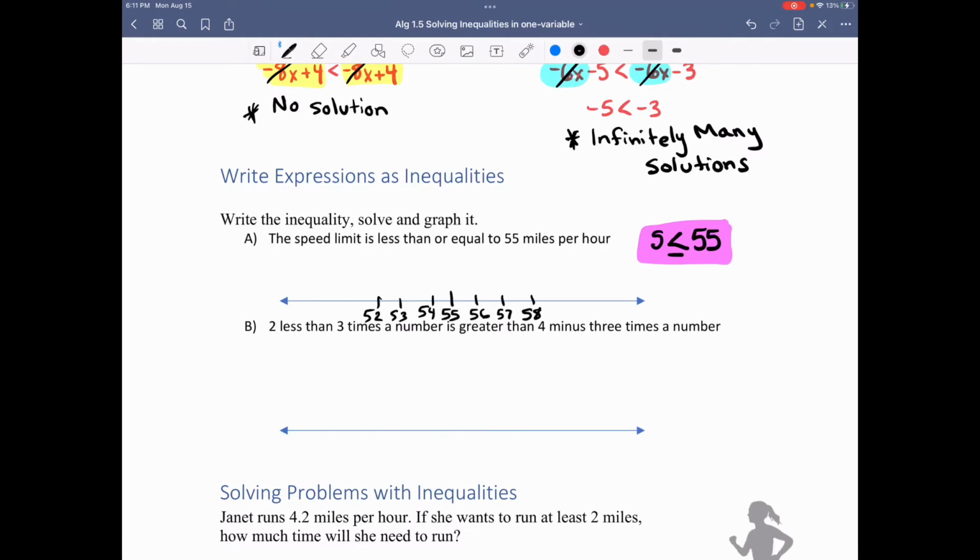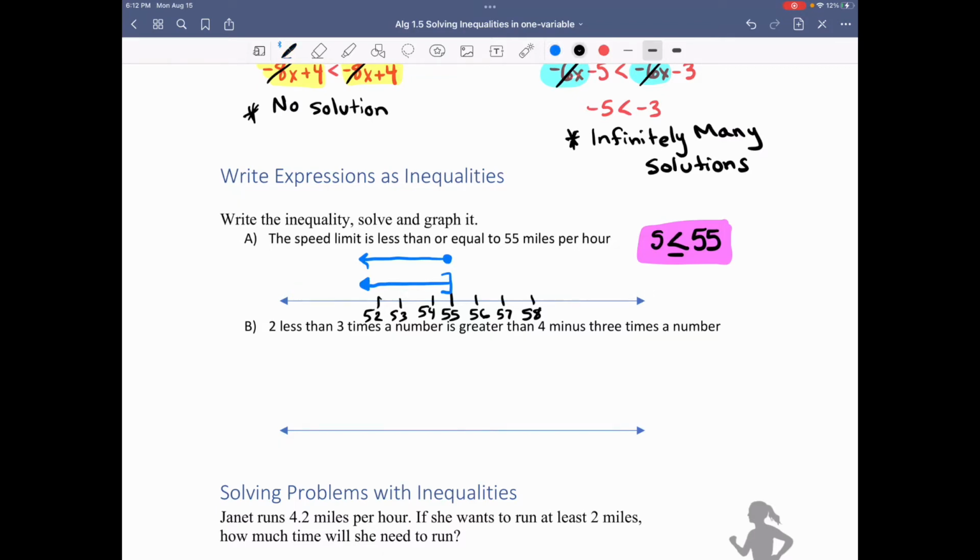Okay, since it is or equal to, it has a little line underneath, we're going to use a bracket and we're going to point in the less than direction. Or you can use a closed dot to say that yes, it's okay if we go 55 or less. Either arrow is fine.